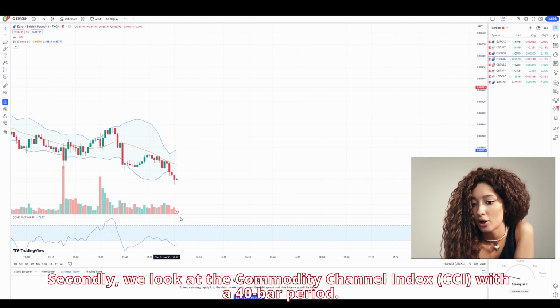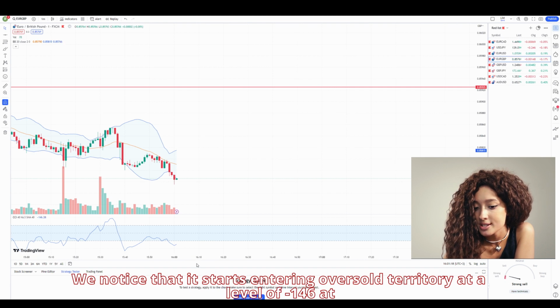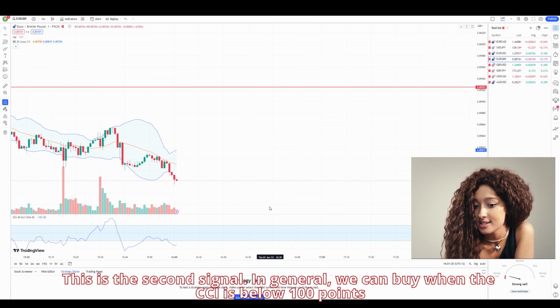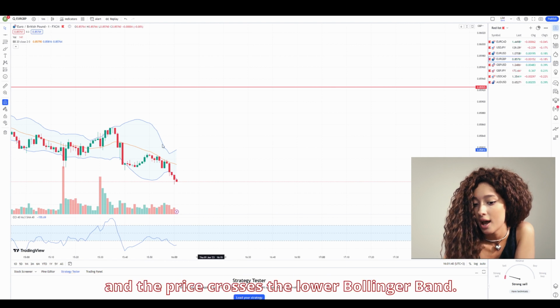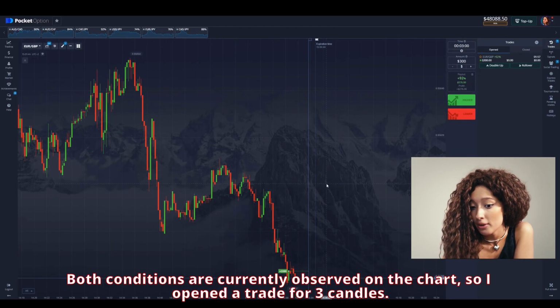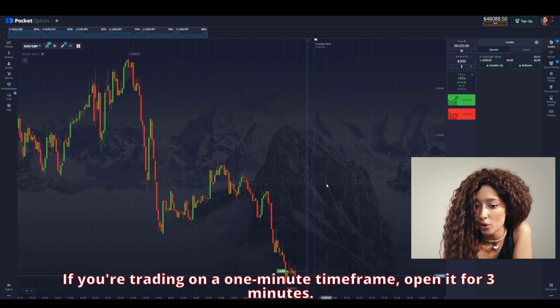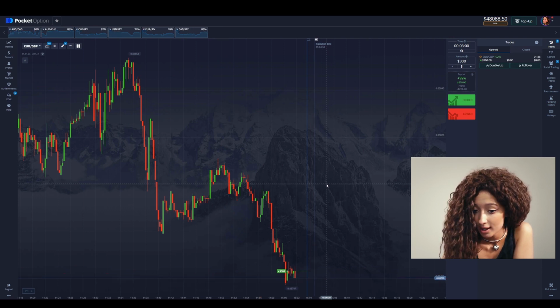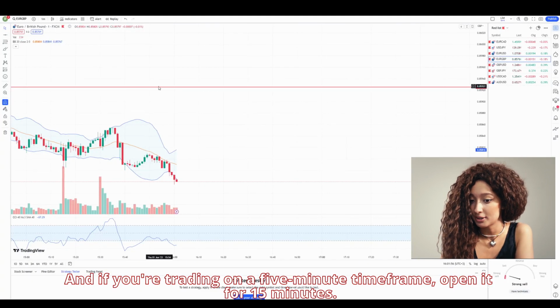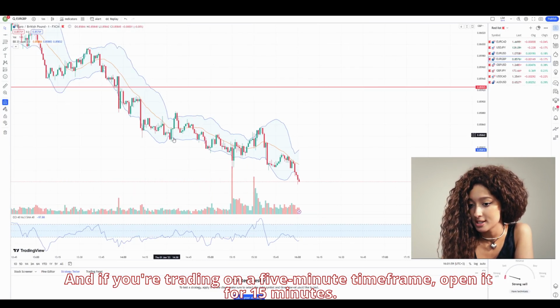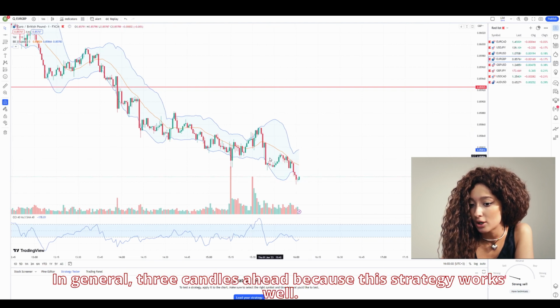Secondly, we'll look at the Commodity Channel Index (CCI) with a 40-bar period. We notice that it starts entering oversold territory at a level of minus 146, and this is the second signal. In general, we can buy when the CCI is below minus 100 points and the price crosses the lower Bollinger Band. Both conditions are currently observed on the chart, so I opened the trade for 3 candles. If you're trading on a 1-minute time frame, open it for 3 minutes. And if you are trading on a 5-minute time frame, open it for 15 minutes. In general, 3 candles ahead, because the strategy works well.